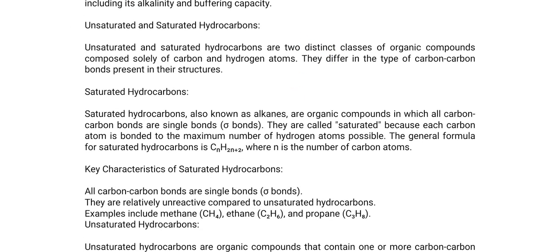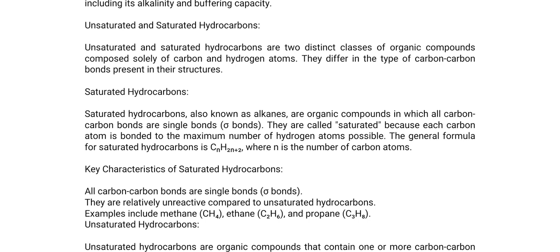Then saturated hydrocarbons. Saturated hydrocarbons, also known as alkanes, are organic compounds in which all carbon-carbon bonds are single bonds, sigma bonds. They are called saturated because each carbon atom is bonded to the maximum number of hydrogen atoms possible. The general formula for saturated hydrocarbons is CnH2n+2, where n is the number of carbon atoms.